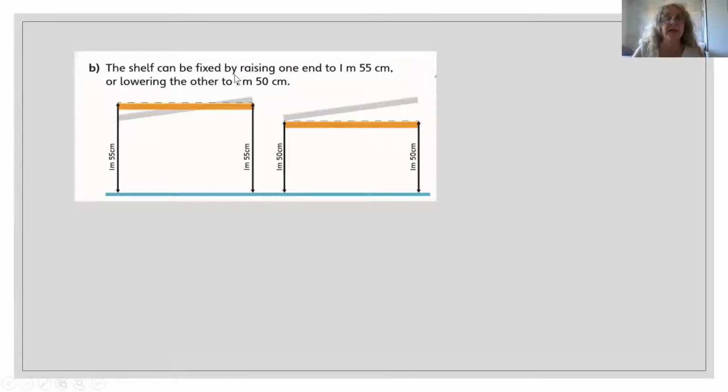The shelf can be fixed by raising one end, so we could raise the other end to 155 centimetres, or we could lower them so they're both the same at 155. Two ways of solving that. Did you get that right? It's quite a tricky one, isn't it? Yeah, until you know the answer.